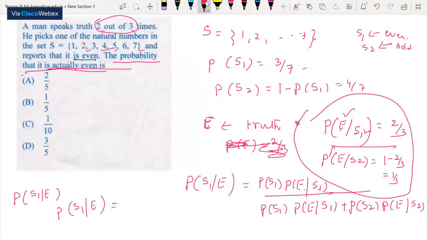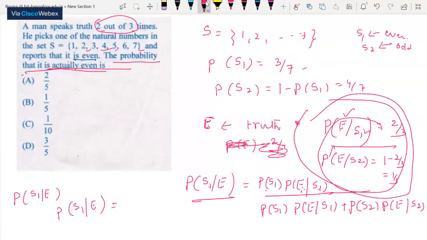Suppose you are confused, first write what they are expecting in the problem. What they are expecting is the probability of S1 given E. Apply the Bayes rule first, and take the data from the problem. Then you can overcome the ambiguity.